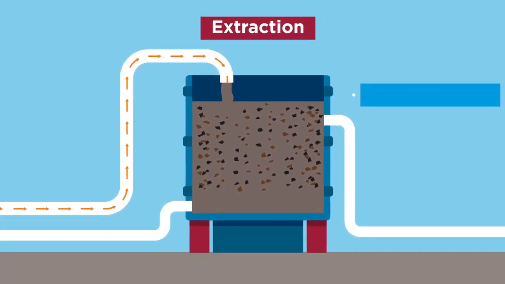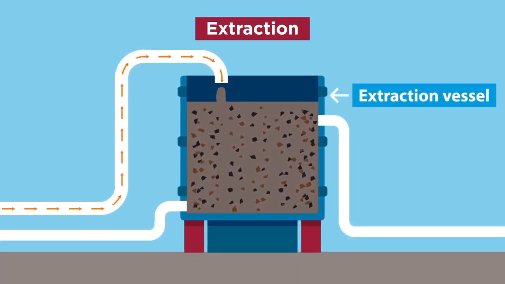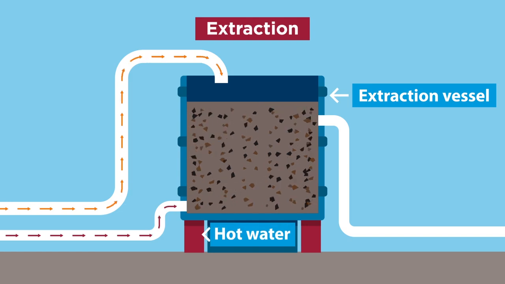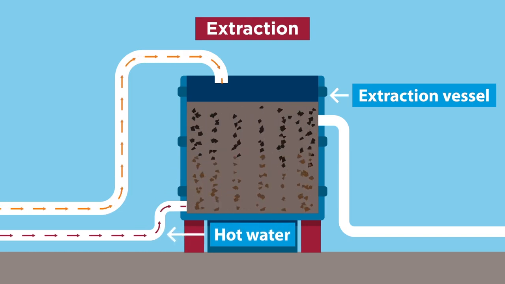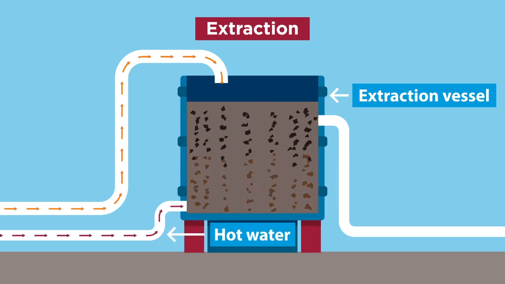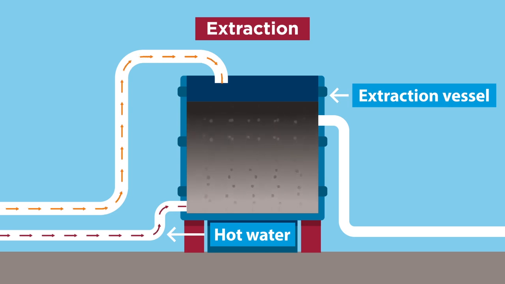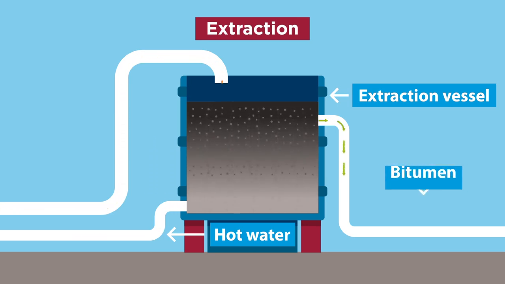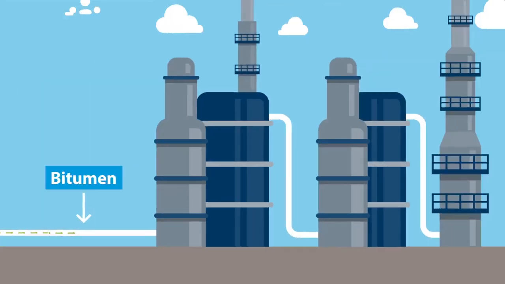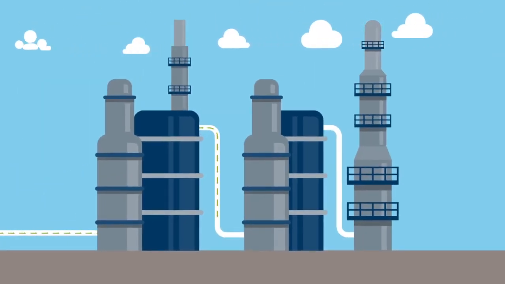During extraction, the mixture is fed into an extraction vessel to be treated. Hot water is added, which helps separate the bitumen from the sand. Gravity pulls the sand to the bottom of the vessel while the bitumen floats. Sometimes the bitumen goes through a second separation process to improve the quality. The bitumen is removed as a froth and is now ready to be moved to an upgrader or sent via pipeline for export.